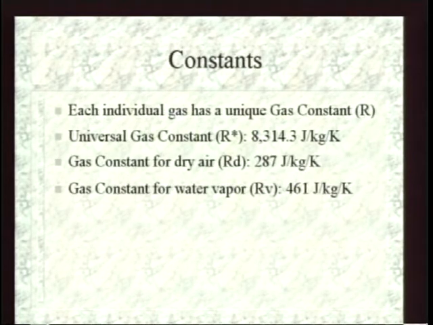And in this course, the two gas constants that you'll frequently come across, and we're going to go over how these are derived a little bit later, is the gas constant for dry air, RD. That's equal to 287 joules per kilogram per Kelvin. And there's the gas constant of water vapor, RV, which is 461 joules per kilogram per Kelvin.